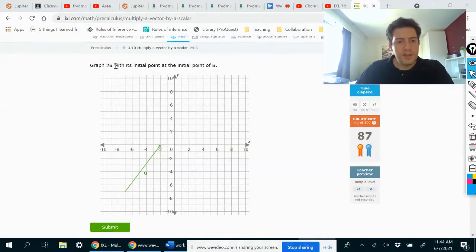Graph 2u with its initial point at the initial point of u. Okay, so we're just going to make this twice as long. So let's see. The horizontal component of u is 5. The vertical component is 7. So we're going to want to make this go out to 10, and then we should go up 14 spaces. Okay, so we just made this vector twice as long. So if this is the vector u, then this vector would be 2u.